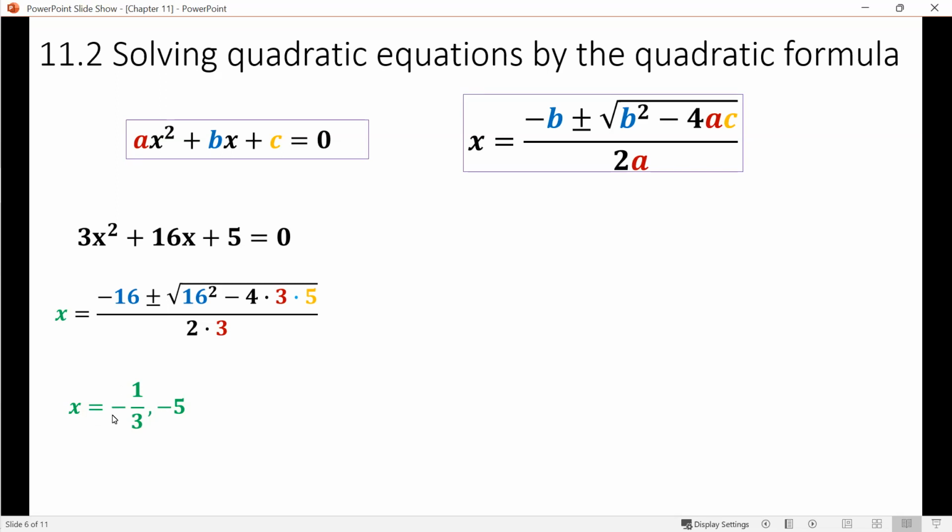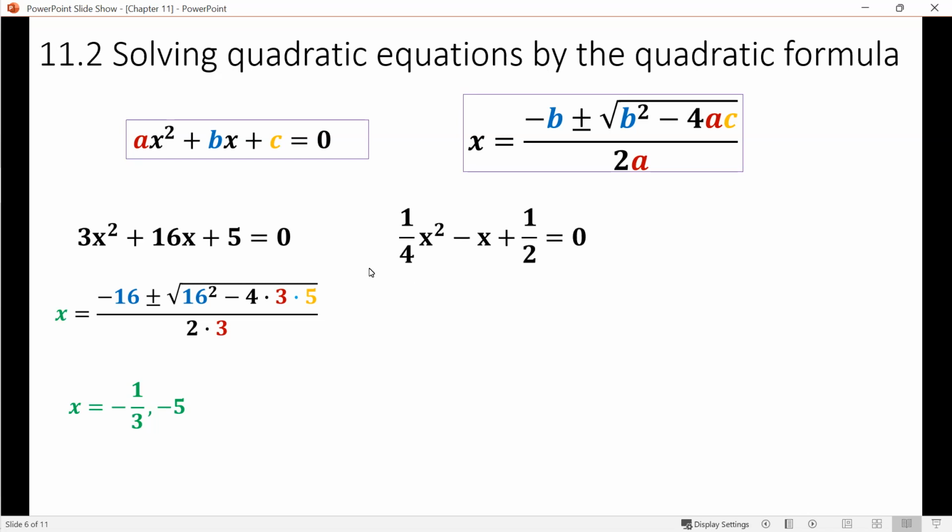So our two answers are going to be negative 1/3 and negative 5. You can go ahead and do that simplification step there and make sure you're getting these same two answers. If you're not, please let me know or use the discussion board.